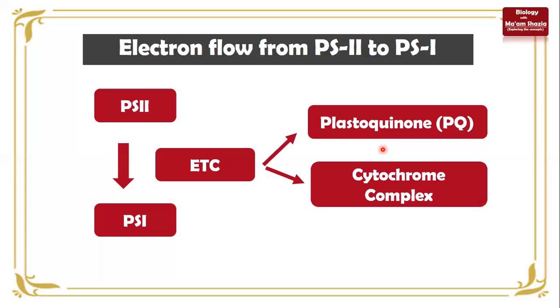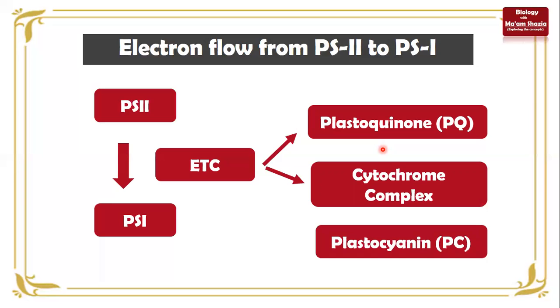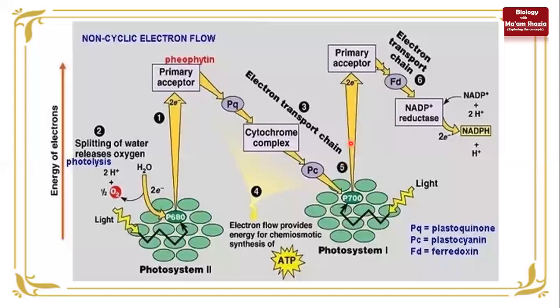And then the third protein is plastocyanin, PC. Plastocyanin is another copper containing protein. So these metallic ion containing proteins are responsible for the movement of electrons through the ETC. And after moving through these proteins, the energy of the electron will be harvested into ATP. This is the non-cyclic photophosphorylation.